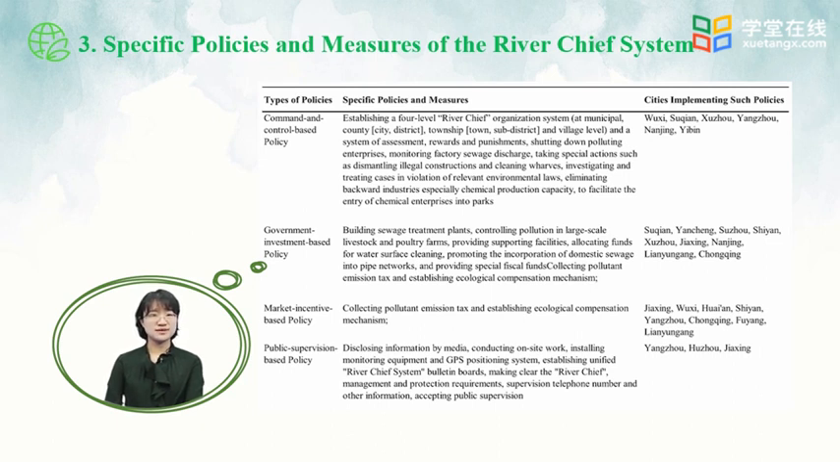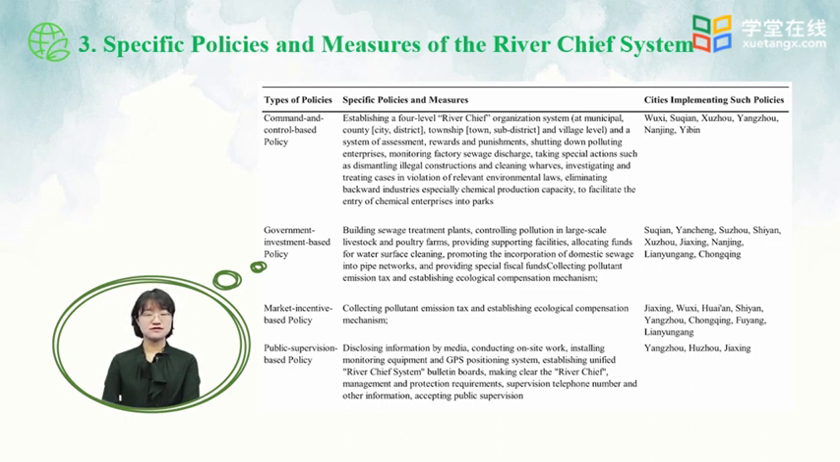Not all cities implemented these measures. For example, during the voluntary implementation period, in and before 2013, Wuxi, Suqian, Xuzhou, Yangzhou, Nanjing, and Yibin implemented the above measures. Another type of the river chief policy is a government investment-based policy.